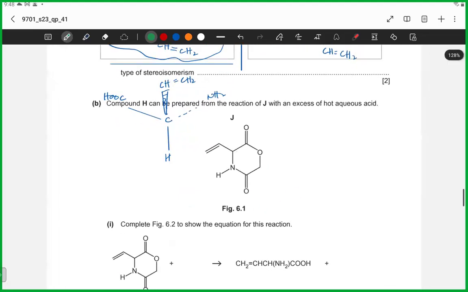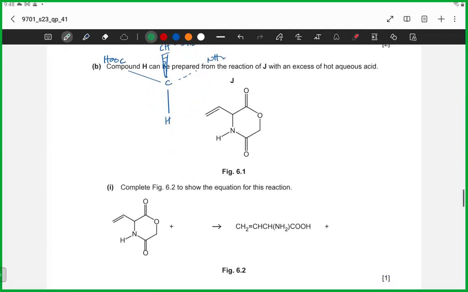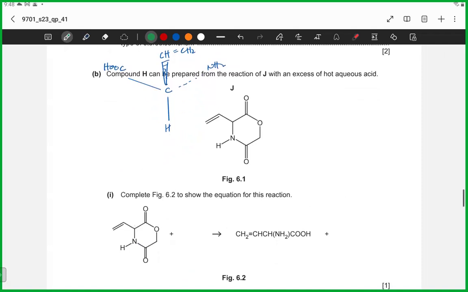A compound H can be prepared from the reaction of J with an excess of hot aqueous acid. So J, where is J? Compound J, what is compound J? It's an ester and it's an amide at the same time. Complete the equation for this reaction.